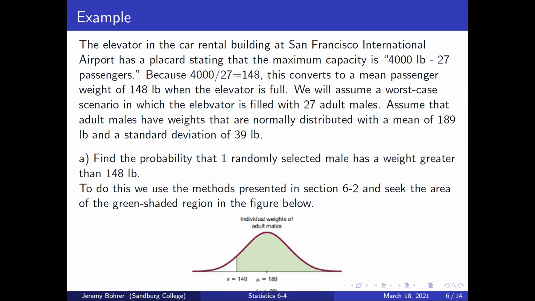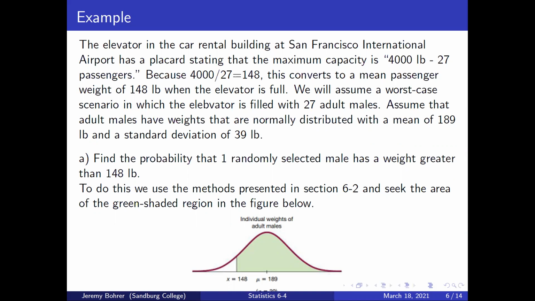The elevator in the car rental building at San Francisco International Airport has a placard stating that the maximum capacity is 4,000 pounds or 27 passengers. Because 4,000 divided by 27 equals 148, this converts to a mean passenger weight of 148 pounds when the elevator is full. We will assume a worst-case scenario in which the elevator is filled with 27 adult males. Assume adult males have weights that are normally distributed with a mean of 189 pounds and a standard deviation of 39 pounds. Find the probability that one randomly selected male has a weight greater than 148 pounds.